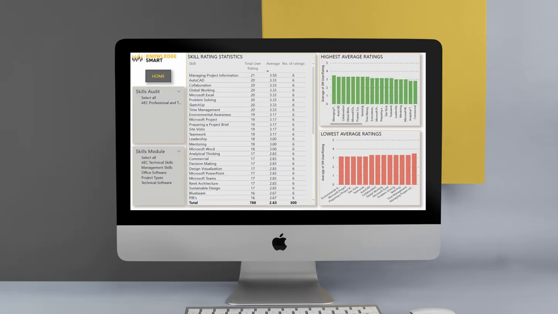The Statistics 2 page provides a detailed analysis of skills resources. The central skill rating statistics panel ranks skills by average rating and number of ratings. The bar charts on the right show highest and lowest average skill ratings. The table and the charts may be filtered using the filter panels on the left.